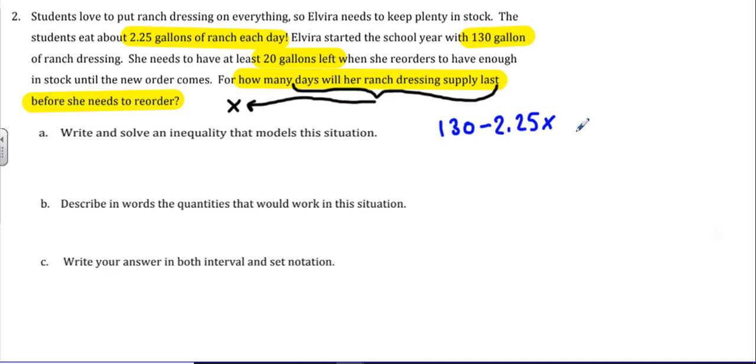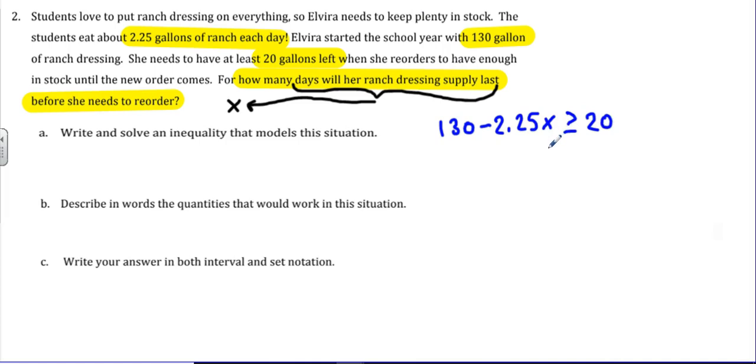She needs to have at least 20 gallons left when she reorders to make sure that she has enough in stock until the new order comes. So we have to keep this value right here, the amount of ranch that she currently has, greater than or equal to 20 gallons. All right, our next step is to solve.